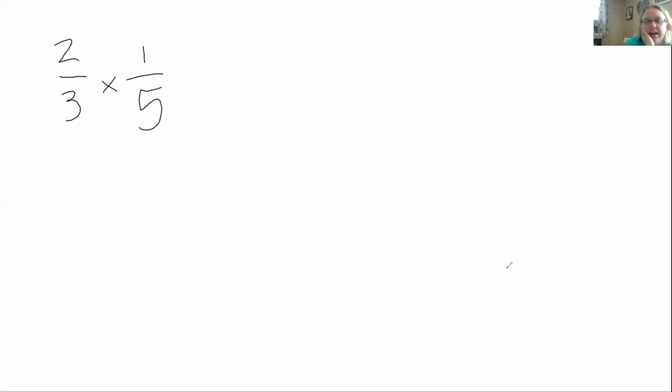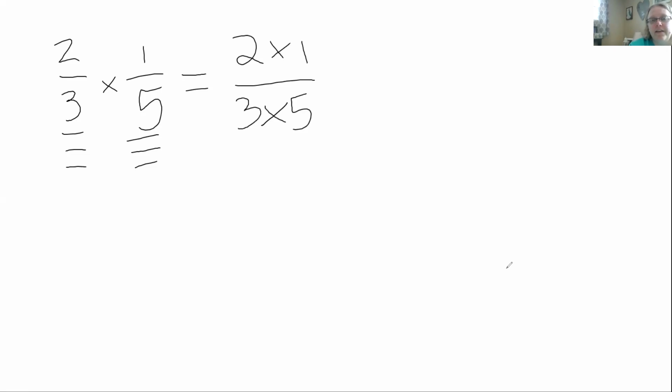The beautiful thing about multiplying fractions is that unlike with adding and subtracting, you do not need a common denominator. These two numbers do not need to be the same. So that eliminates one of the steps that we had to do with adding and subtracting. Now with multiplying fractions, it's as easy as this. You're going to multiply your two numerators. So in this case, you're going to multiply 2 times 1. Then you're going to multiply your two denominators, in this case 3 times 5.